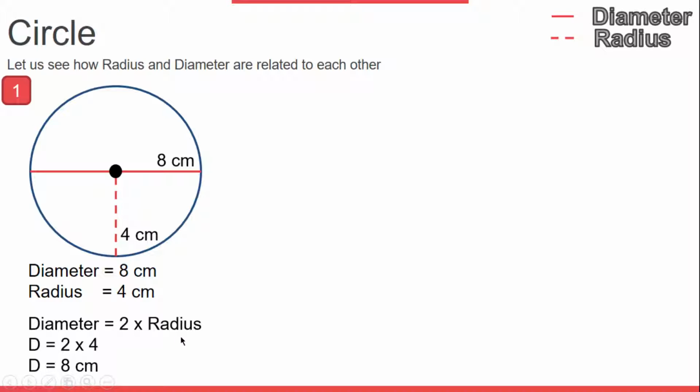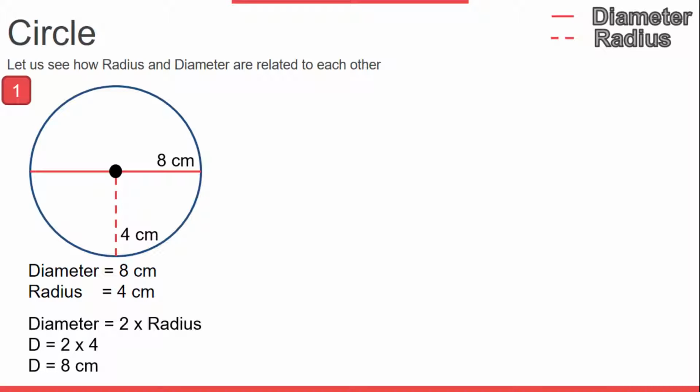Okay, so 2 into radius or radius into 2. So 2 into 4, which would give me 8. As you can see, I have my answer as 8. Okay, so I have 8 centimeters. Now that was very simple, but exactly what does this mean?